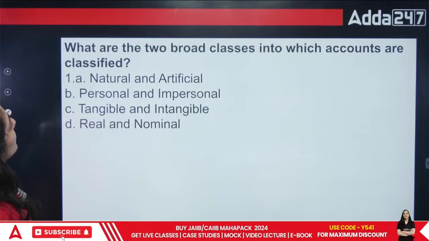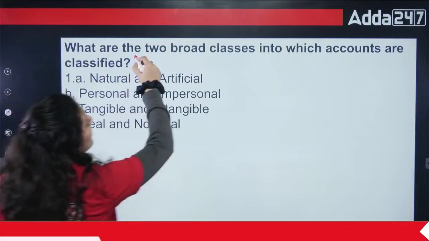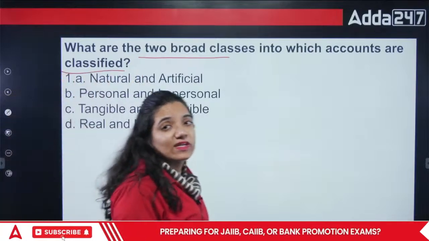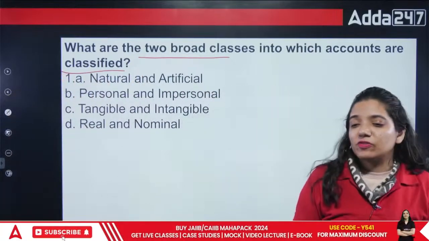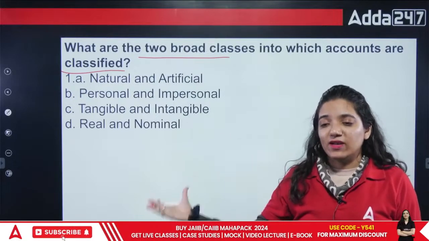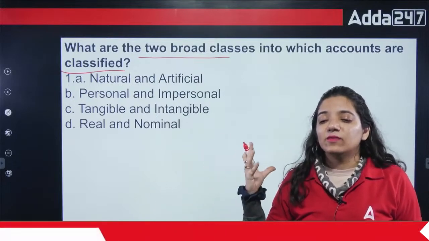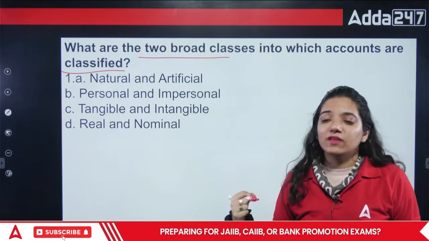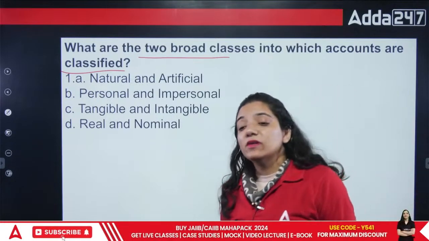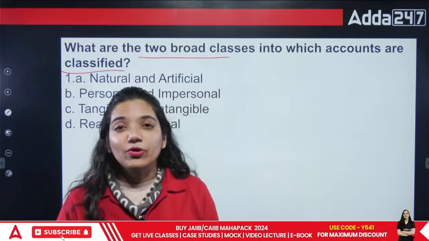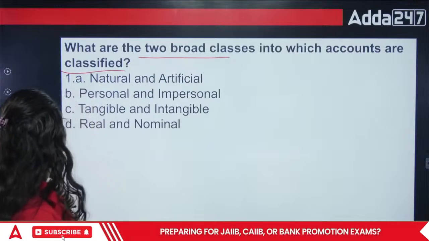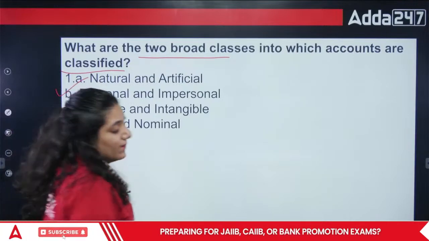Next question, everyone. What are the two broad classes in which the accounts are classified? The accounts are classified on the following basis. First is natural and artificial. Second is personal and impersonal. Then we have tangible and intangible, real and nominal. The broad classes in which the accounts are classified are personal and impersonal.